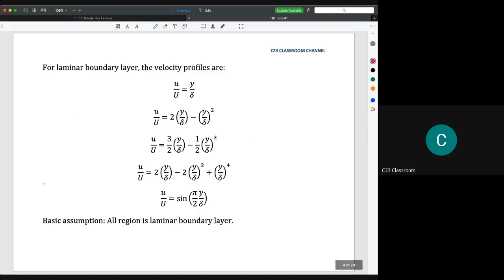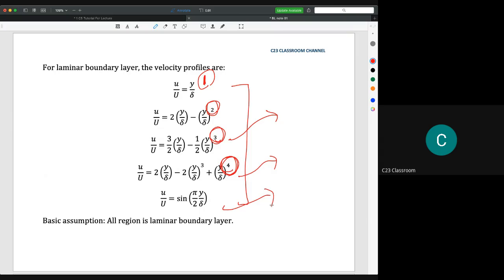I think I put this in your assignment so you know what to do. The most common one is this one, with the power of 1. Then we have a second order polynomial, a third order polynomial, a quartic, and then a sinusoidal. In your assignment, you need to prove how to get this velocity profile, and also this and this. You need to prove it because in one of my lectures I showed you how to prove this velocity profile. Okay, so this is for the laminar region.